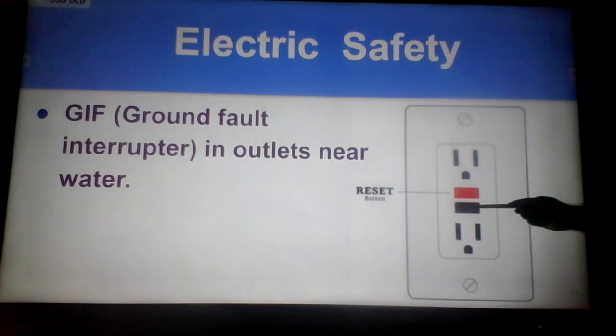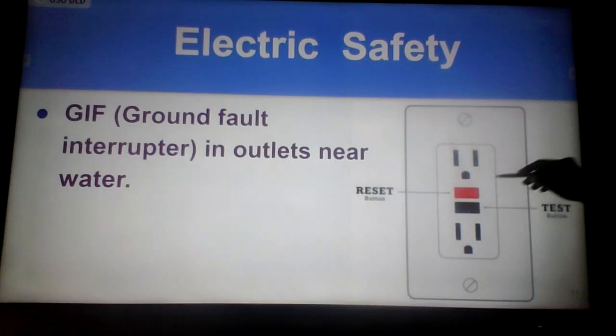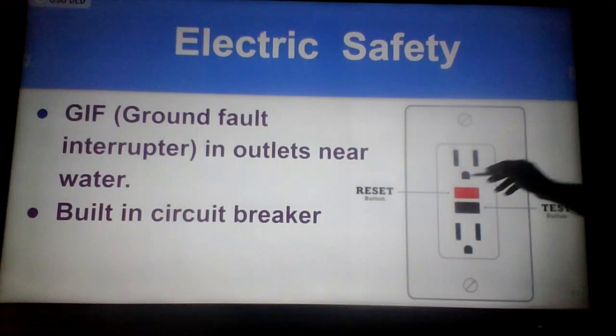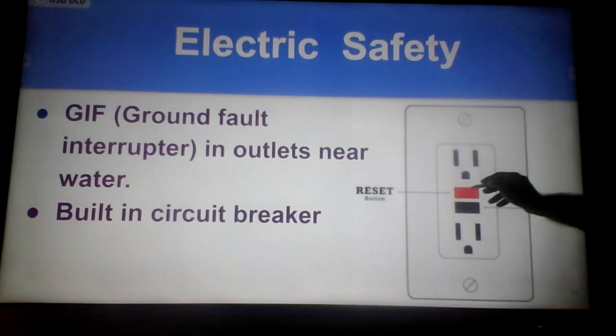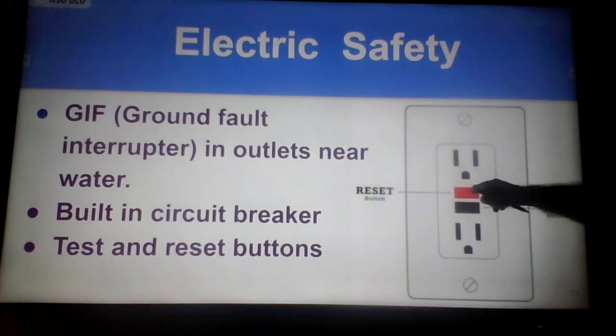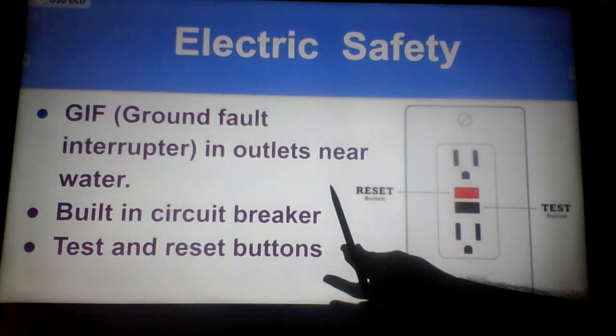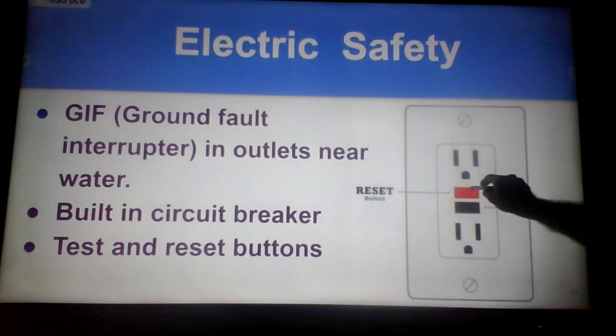There's a button to test to make sure everything's good. There's a button to reset. If this outlet stops, usually just hit that reset button and all is good. But once again, if this outlet keeps on stopping, then there's a more serious problem that needs repair. They're kind of like tiny little built-in circuit breakers for just that one outlet. They can be really nice because all I have to do is press that button. Of course, I don't want to press it with my finger, get something insulative, that doesn't conduct electricity, and push on that. So you have test and reset buttons.